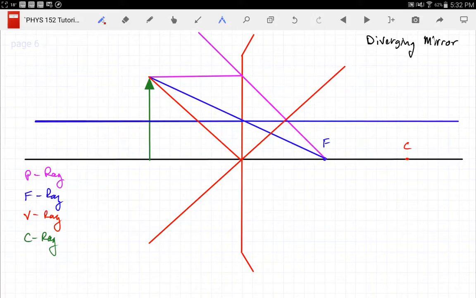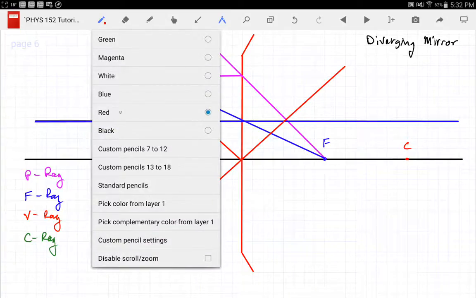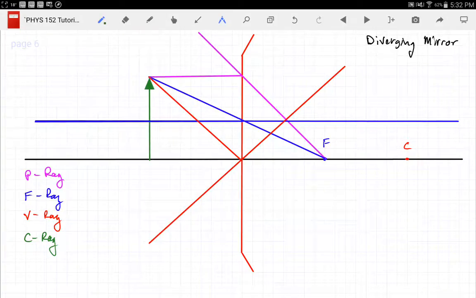And then finally for the center ray, it goes from the tip of my object to the center of curvature, and then it reflects back along that same path.